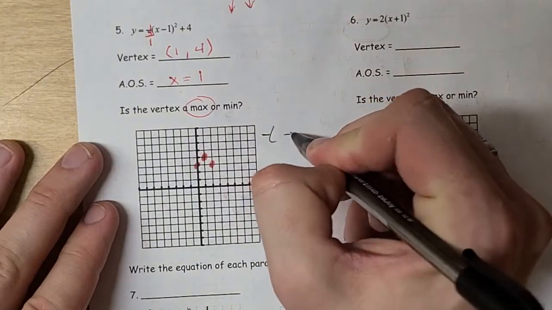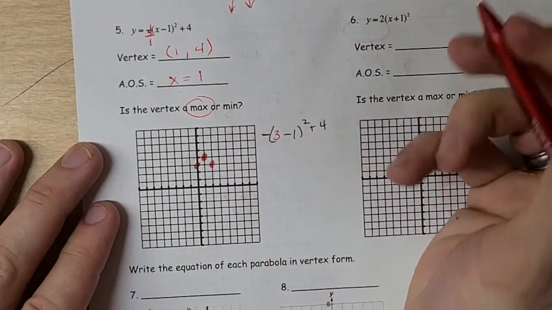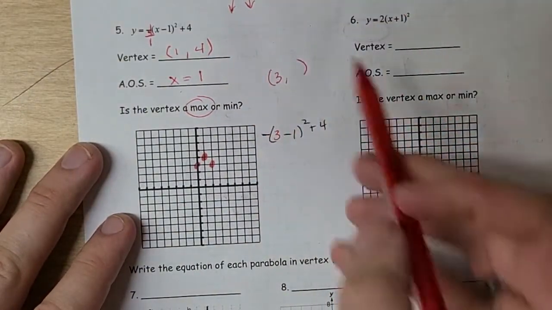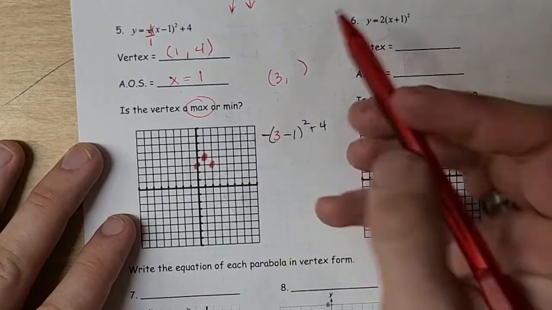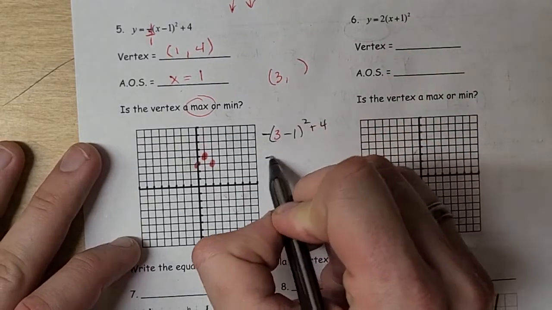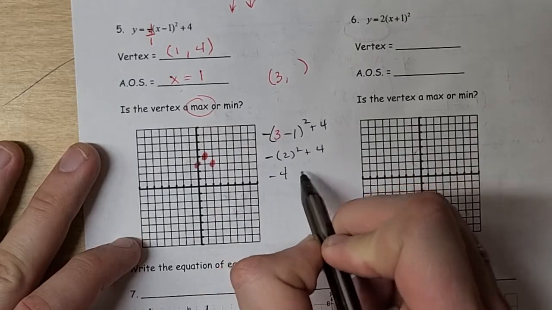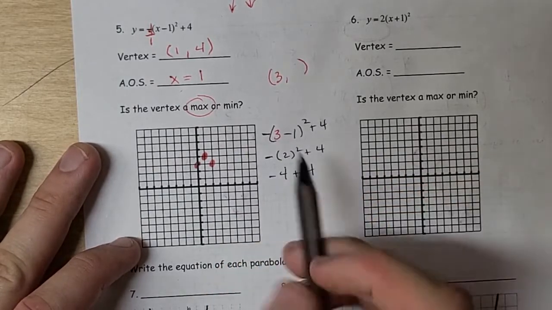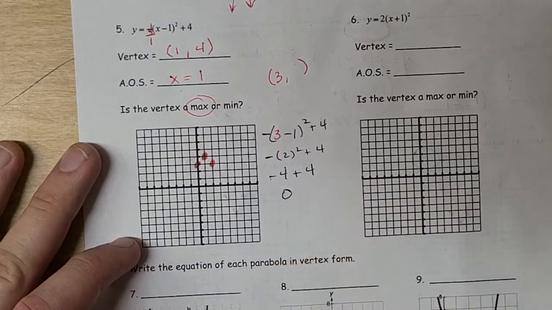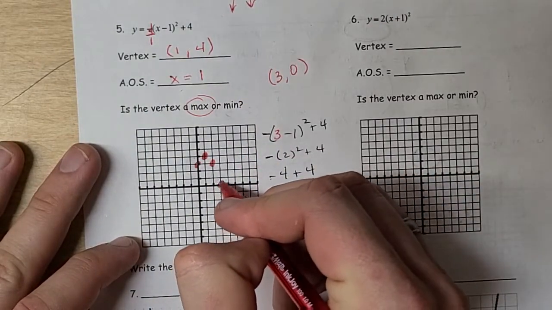So y equals negative (x minus 1) squared plus 4. So negative (3 minus 1) squared plus 4. Again, I'm plugging in 3, and I'm hoping to find, I will find, a y value here. All right, so let's see what we come up with. 3 minus 1 is 2. 2 squared is 4. And then that negative just tacks itself on, so it's a negative 4. Negative 4 plus 4 is 0. So that's the point, 3 comma 0.